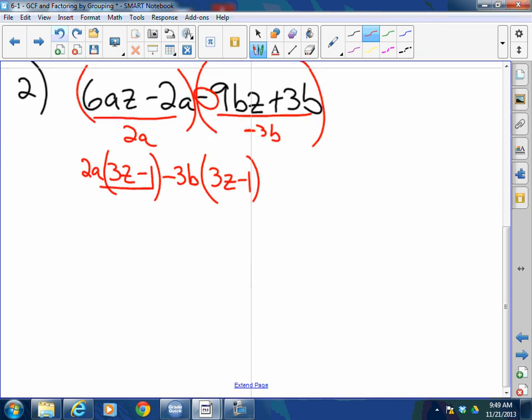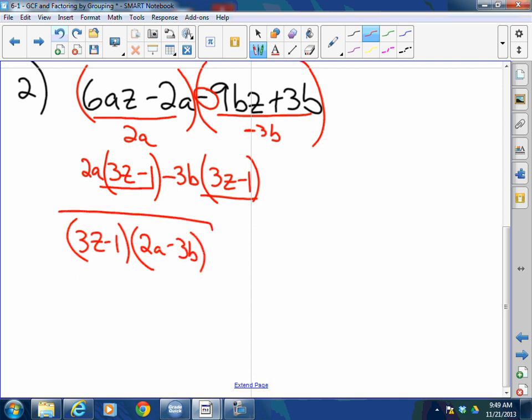Now I have two identical binomials in both terms. So I can factor out the identical binomial times the leftover GCFs. Does that make sense to me? To you? Is that making sense here, guys?